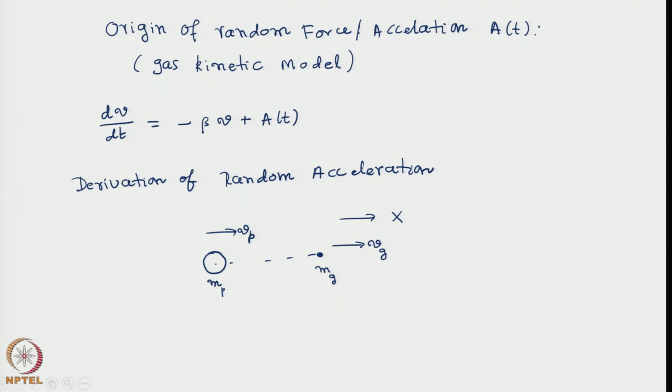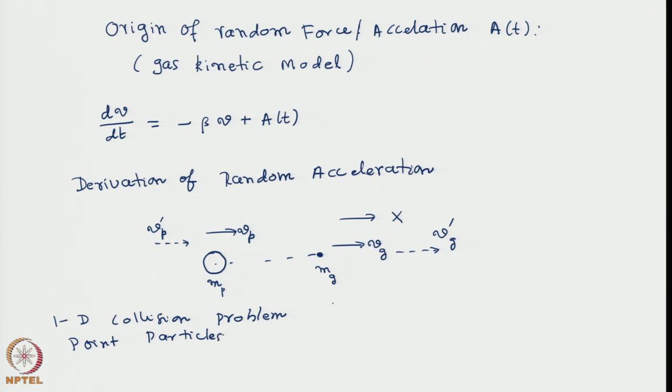So they collide, and this is before collision. After collision, let us say the particle has a velocity Vp prime and the gas molecule will have a velocity Vg prime. So this is a 1D collision problem of point particles, where primes denote velocities after collision.